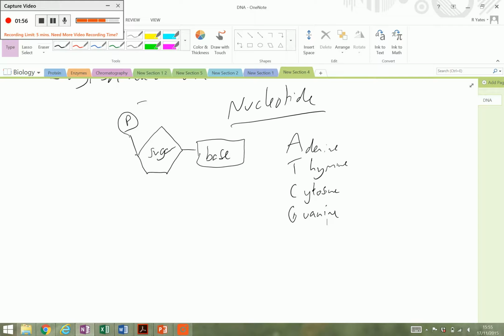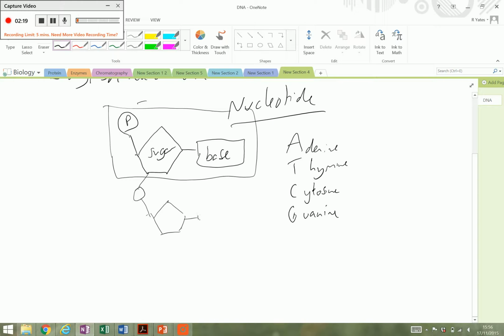So how do these join together? It's a polymer, so they join together and essentially form the DNA molecule. I'll take this molecule here, and how does that bond? What happens is this carbon here will bond to the next phosphate molecule here, and then you'll get your base there, and so on and so forth, all the way down the line.